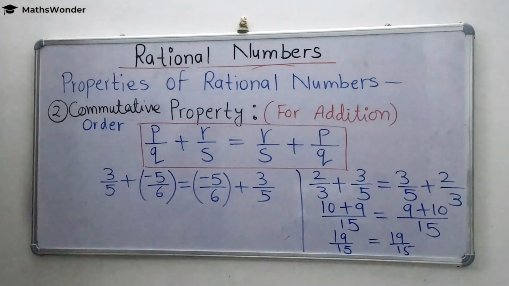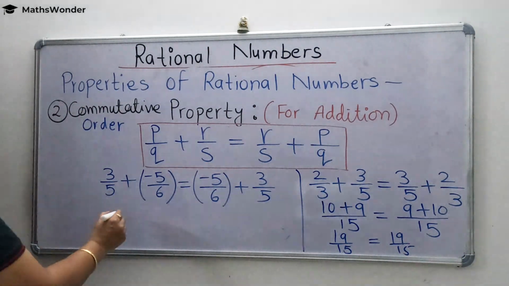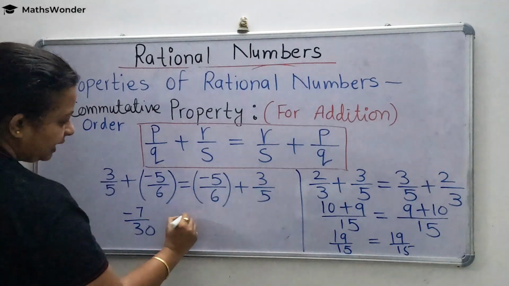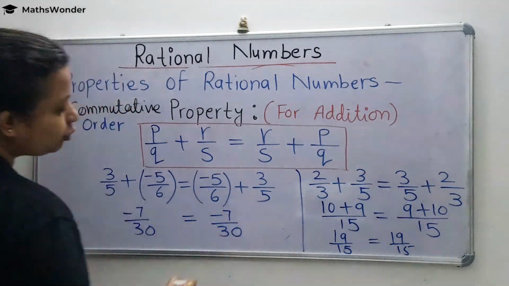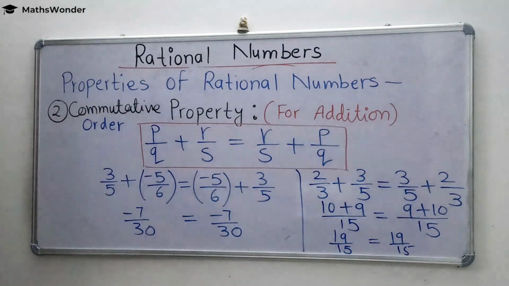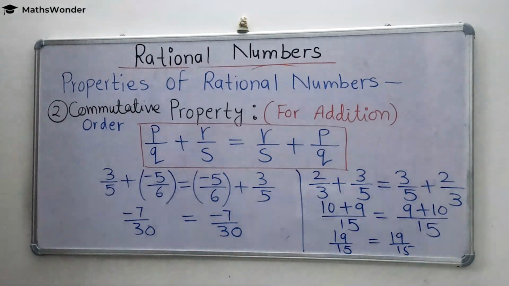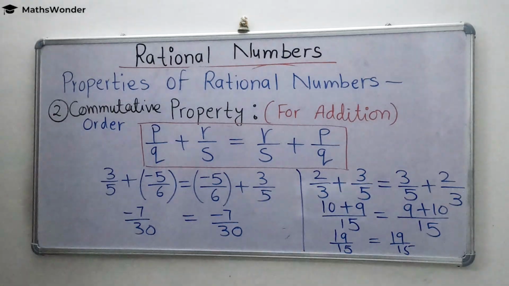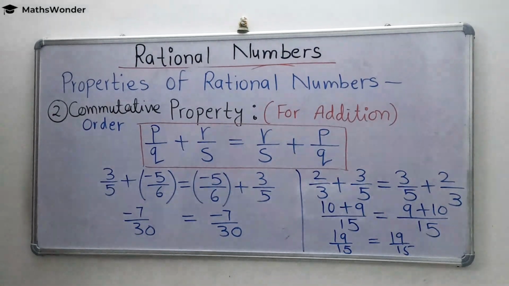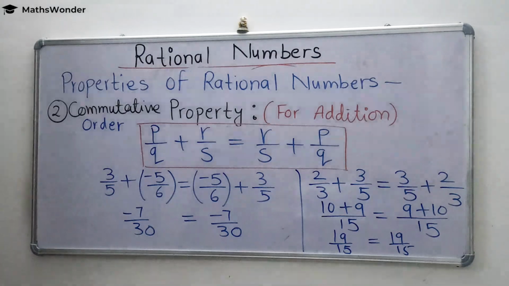So basically two rational numbers can be added in any order, right? What is the answer? Negative 7 over 30. Can I write it directly? In this, negative 7 over 30 on both sides. So it's proved: the commutative property of rational numbers for addition. When the order of rational numbers is changed, the addition of two rational numbers remains the same. So the commutative property of addition of rational numbers is verified, right?